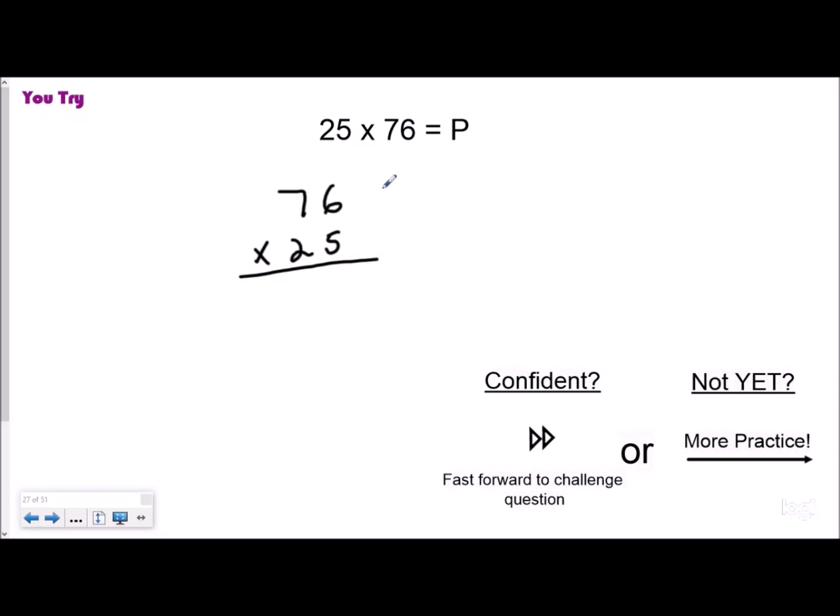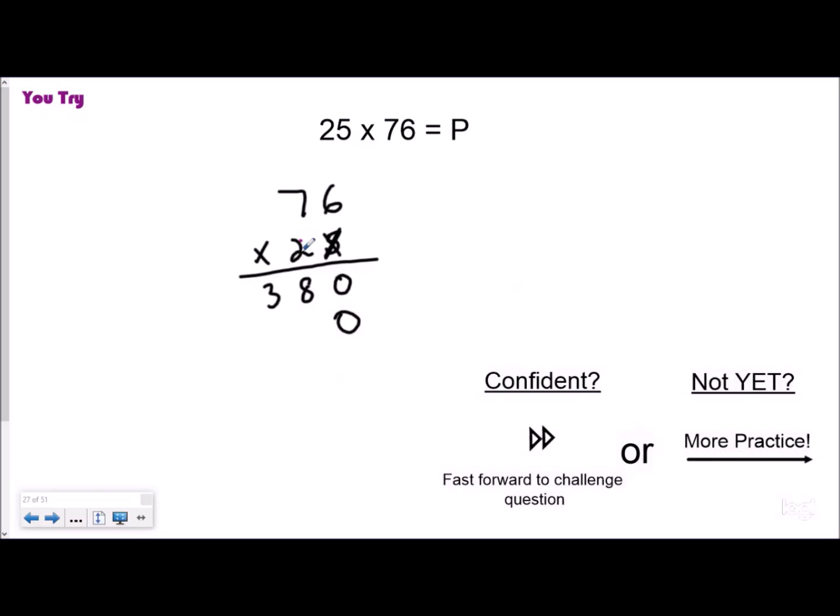And I'm going to start my ones place. I'm going to go from right to left. So 5 times 6 is 30. Regroup my 3 and circle it. 5 times 7 is 35, plus 3 would be 38. I'm done with the digit in my ones place, so I cross out, add my 0, and erase.